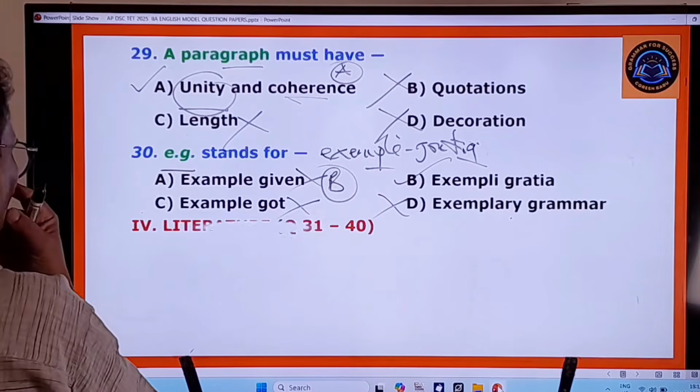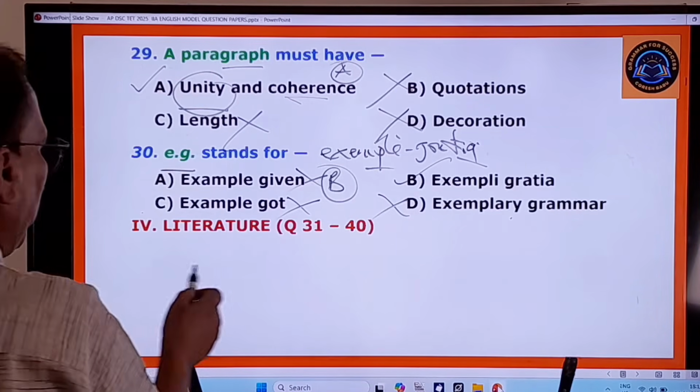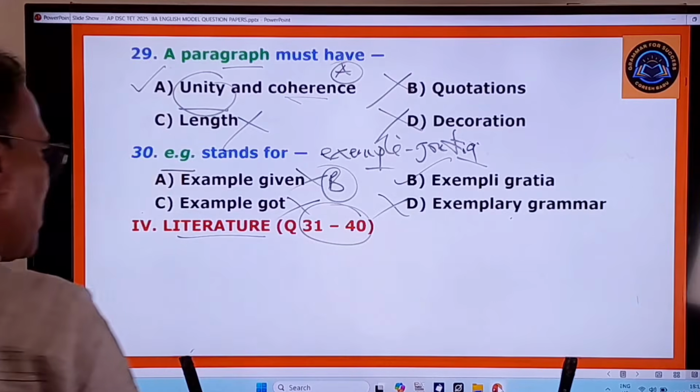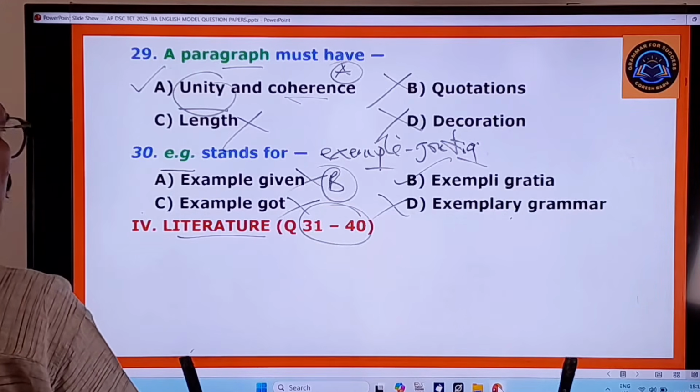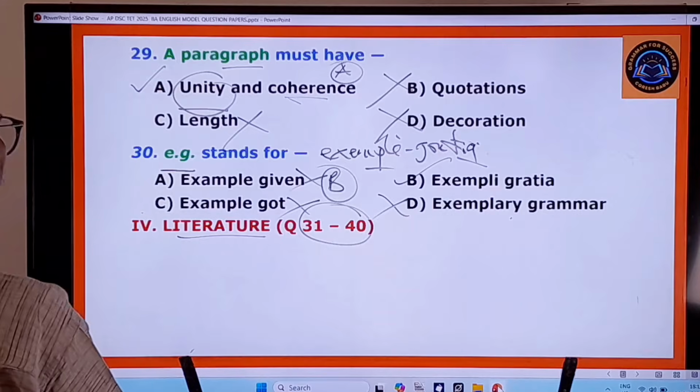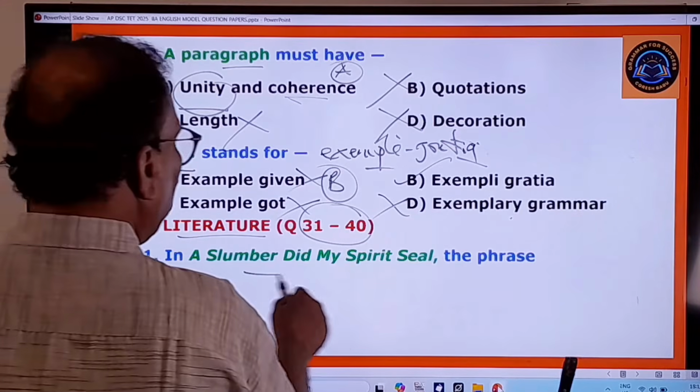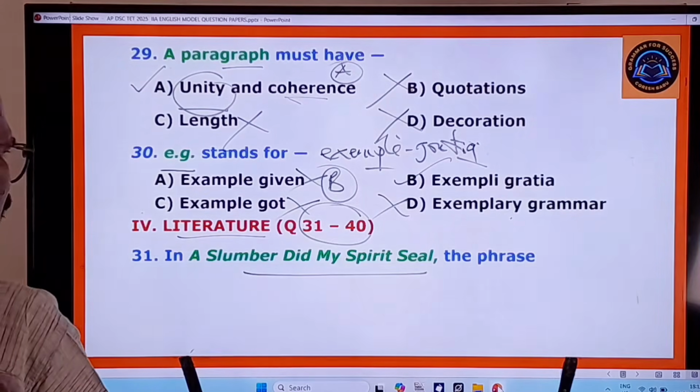You go to the fourth section of this question paper, literature, and 10 questions are framed on this literature. Let us solve all of them one by one. And here you pay attention. In a slumber did my spirit seal. The phrase, what is that phrase?